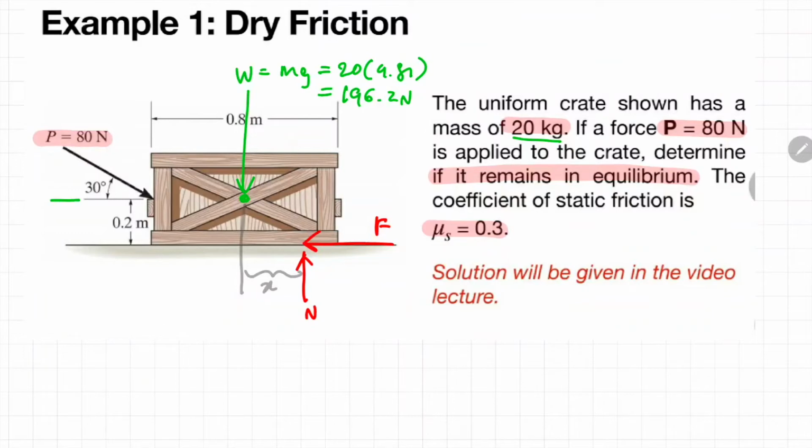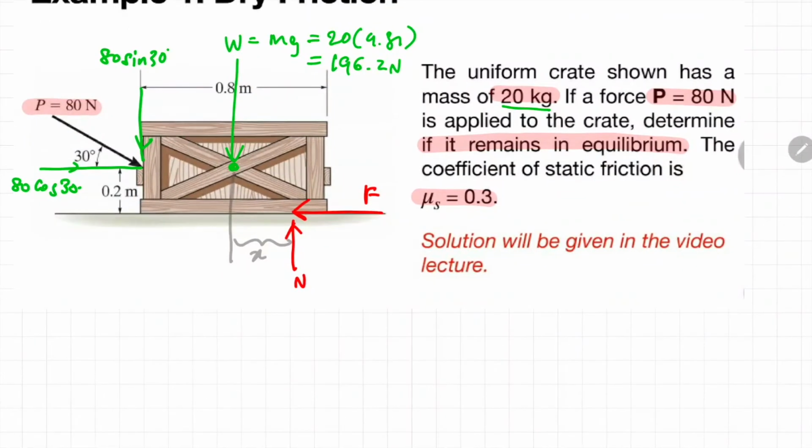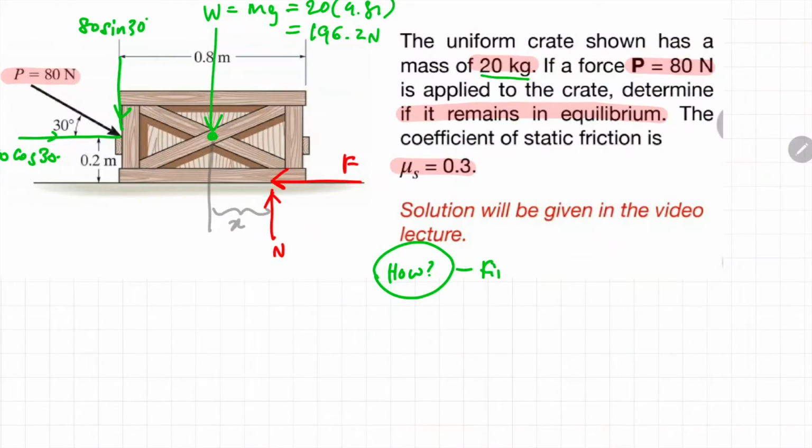Okay, along the X direction, this force would become 80 cos 30, and along the Y direction, it will become 80 sin 30. Okay, let's think of the strategy required to solve this kind of problem. The first thing you need to do is look for the resultant normal force, and then find the magnitude of the friction force. When you have these two pieces of information, you can calculate the maximum static friction limit, whereby Fs is equivalent to mu s multiplied by the normal force N.